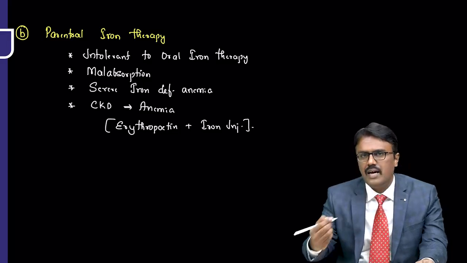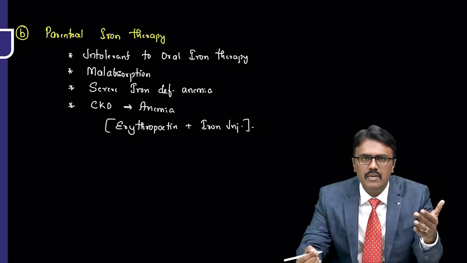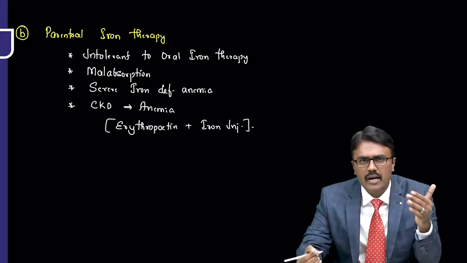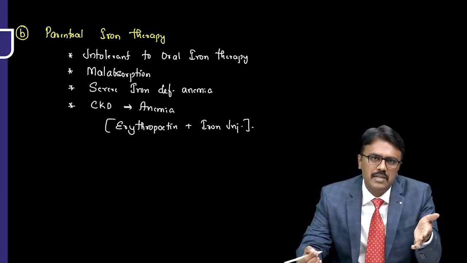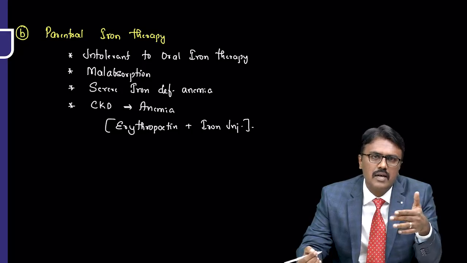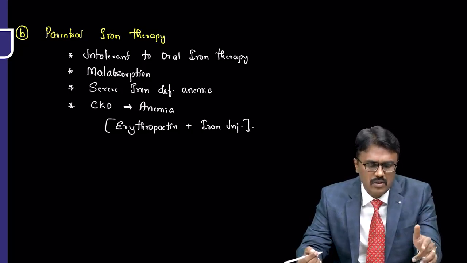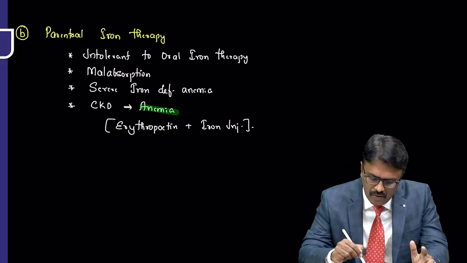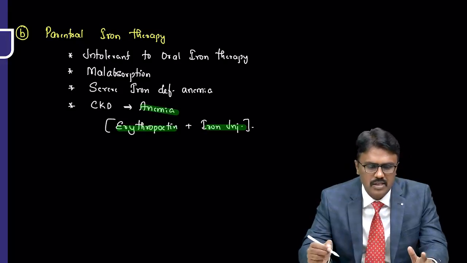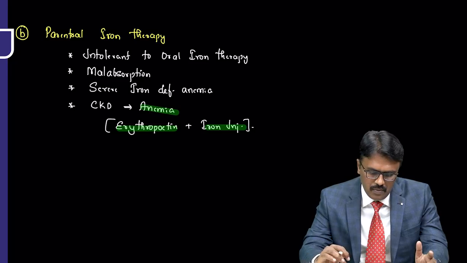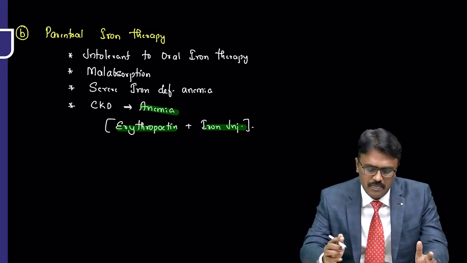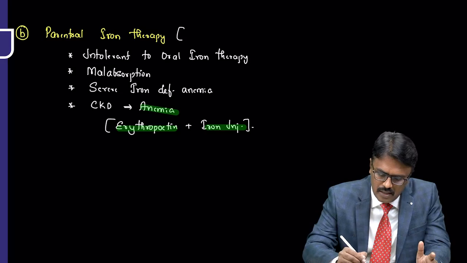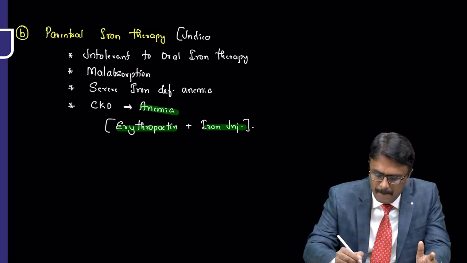So why should we use iron? Because when you are correcting anemia, you will give erythropoietin, correct, it will increase the reticulocyte synthesis. But along with that, iron should also be supplemented so that erythropoiesis occurs in a proper manner. So when you are correcting anemia in a CKD patient, along with erythropoietin, you have to give iron injection. Now, I told you the indications of parenteral iron therapy. You write it as indications of parenteral iron therapy.